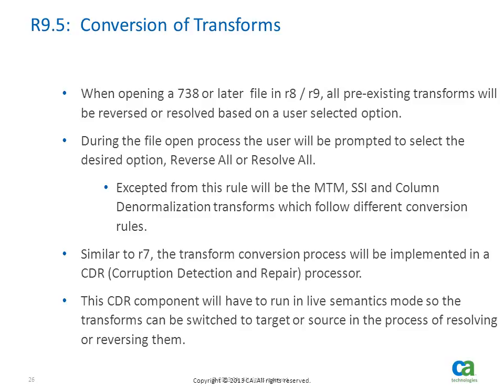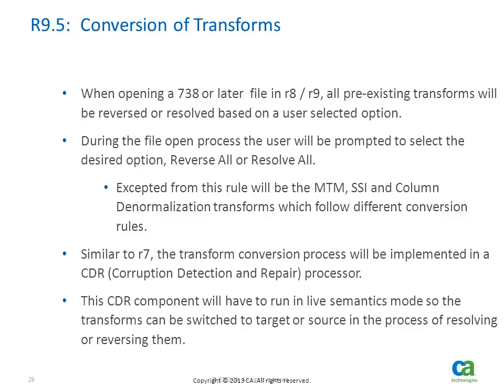Similar to R7, the transform conversion process will be implemented in a corruption detection and repair processor. This CDR component will have to run in live semantics mode so the transforms can be switched to target or source in the process of resolving or reversing them.